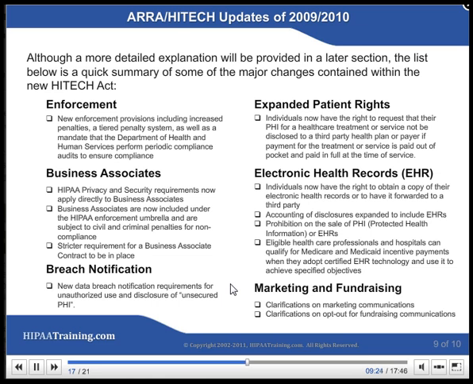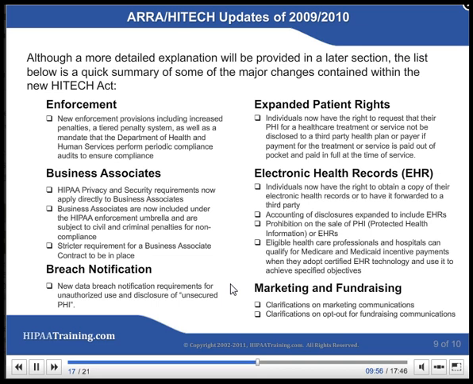Business associates. HIPAA privacy and security requirements now apply directly to business associates. Business associates are now included under the HIPAA enforcement umbrella and are subject to civil and criminal penalties for non-compliance. Stricter requirement for a business associate contract to be in place. Breach notification. New data breach notification requirements for unauthorized use and disclosure of unsecured PHI.